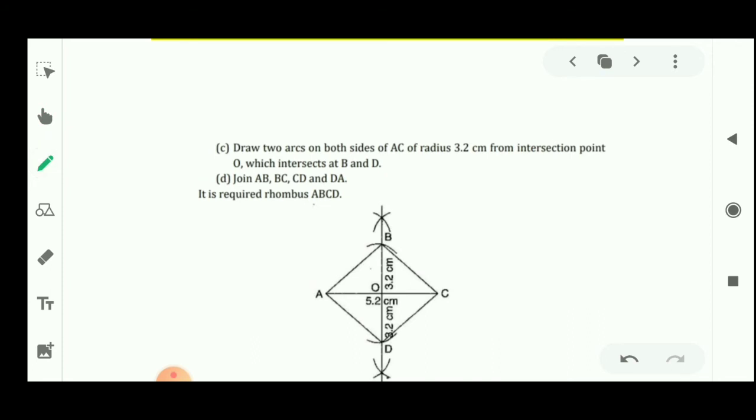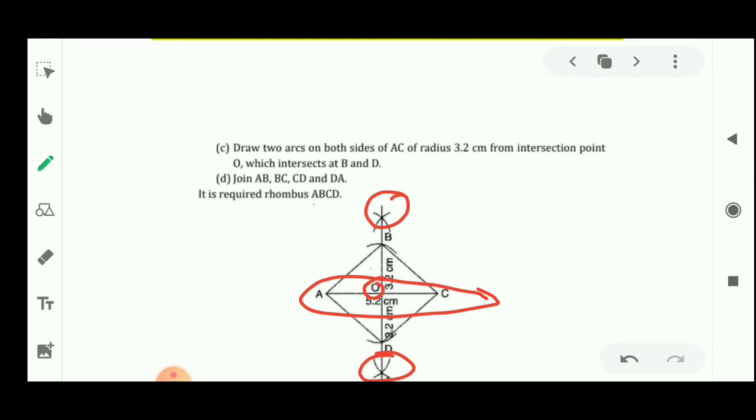For the diagonal AC you have to draw the line 5.2 centimeter. This is given in the question, and after that you have to draw the bisector of AC like this. You can see here, when we draw the bisector of AC, then we can find the point O.